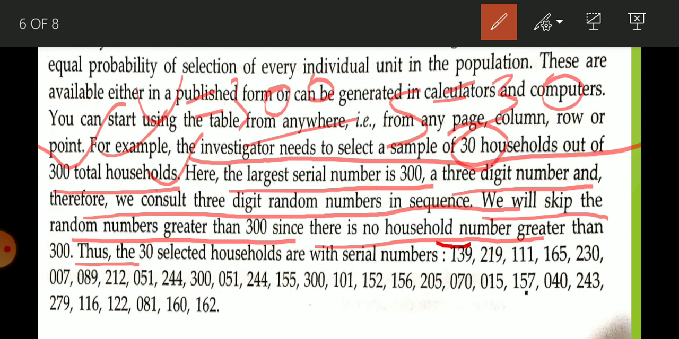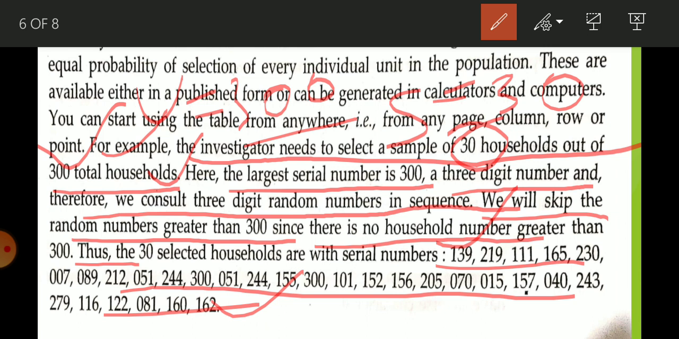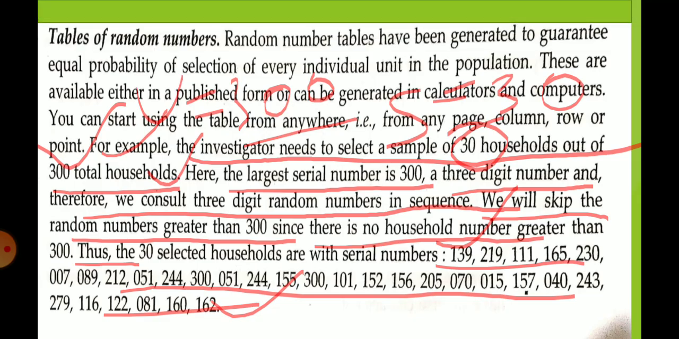There is one page given as an example of the Tippett table. In this you can see there is no number that is more than 300. So in this way from that slip we can pick up 30, and in this way sample selection is done.